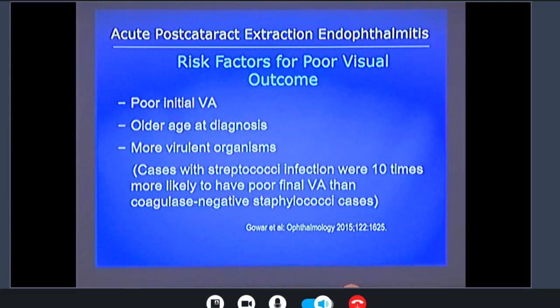So this is another study that looked also at the risk factors for poor visual outcome. Again, poor initial visual acuity was a risk factor for poor outcome, older age at diagnosis, more virulent organisms, this already has been shown. And the study showed that cases with Streptococcus infection were 10 times more likely to have poor final visual acuity than coagulase-negative staphylococci. So again, Streptococcus infection is bad news.